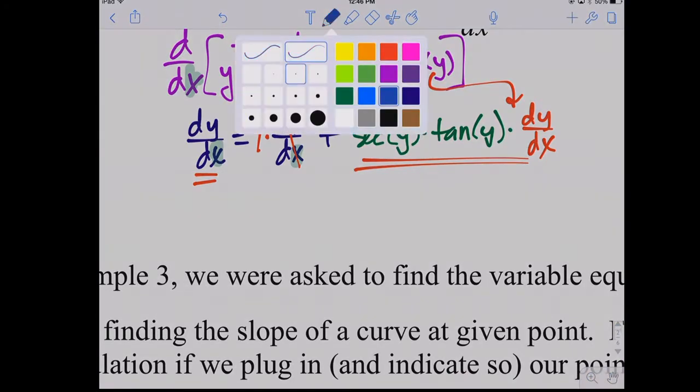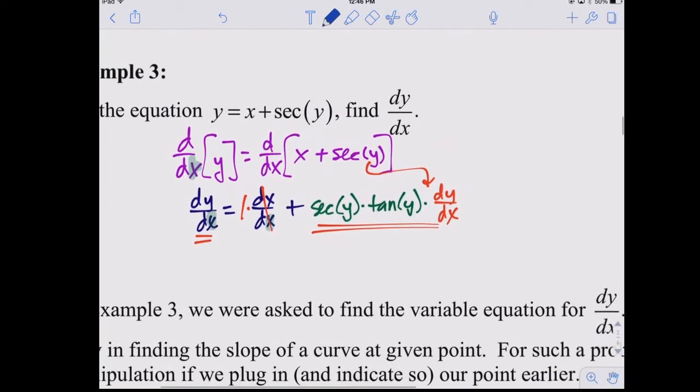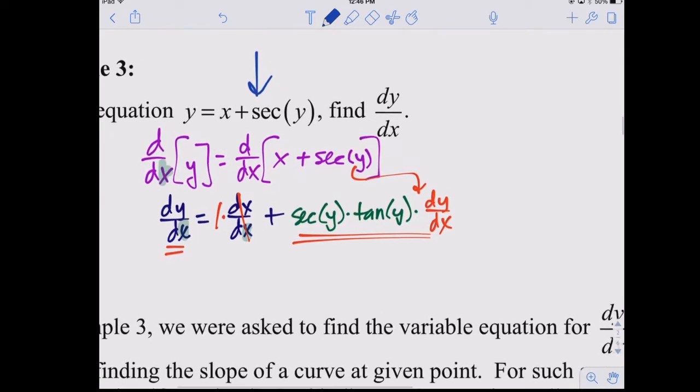Now, here's what's interesting about something that requires implicit differentiation. And why did this one require implicit differentiation? I forgot. It had a y on both sides, and we could not solve it explicitly for y in terms of x. That's why it was required.